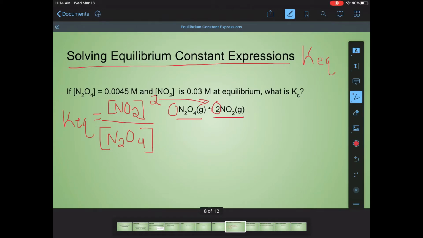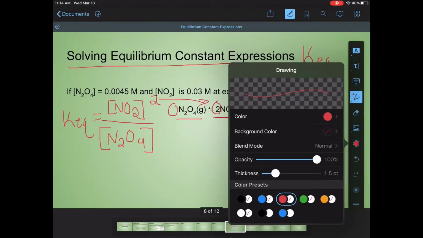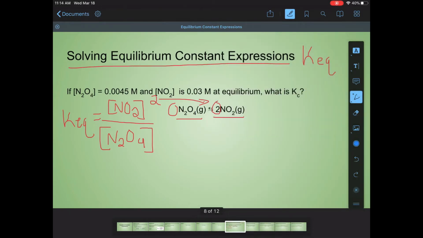Now, this formula that we've just written is really just like we wrote X over Y or something like that, because I give you these in the formula or in the problem up here. You can plug these numbers in to solve for KC because KC and KEQ are almost the same thing. KEQ is the formula, KC is a number. So I'm going to come down here and plug those numbers in.